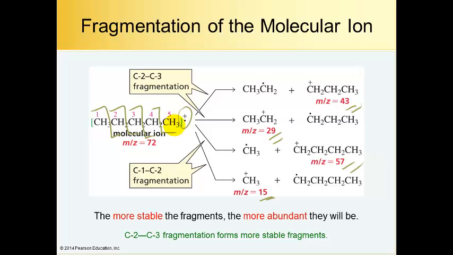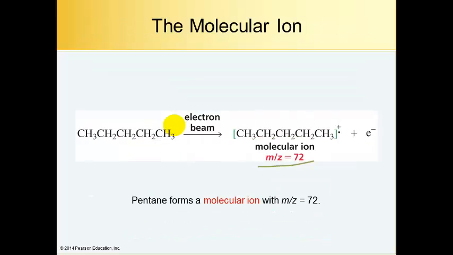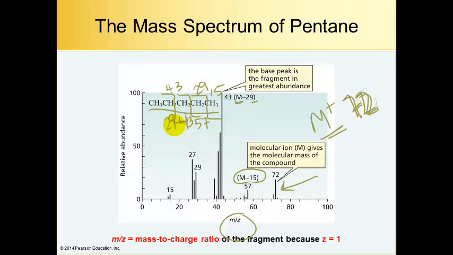So the more stable the fragments, the more abundant they will be. If we go back for a second to the slide with the spectra, this peak right here is the most abundant. It shows the abundance of 100%, and that is actually called the base peak. The base peak is the peak that represents the most stable fragment of the molecule. So there's really 2 things that we have to know about mass spec.